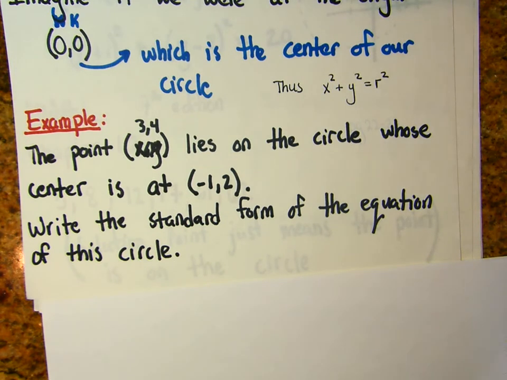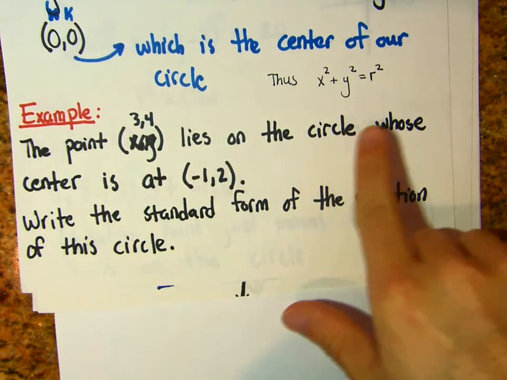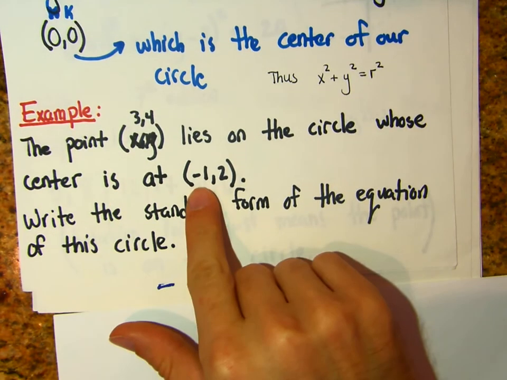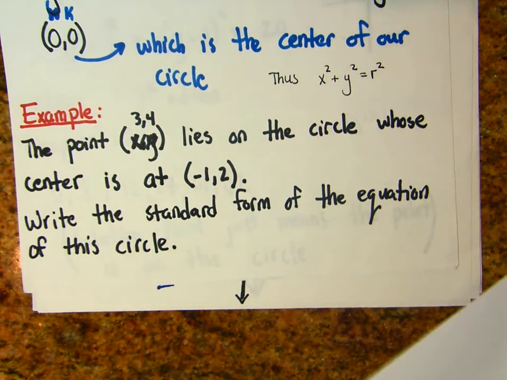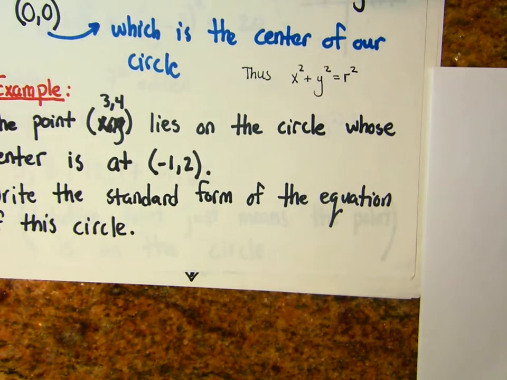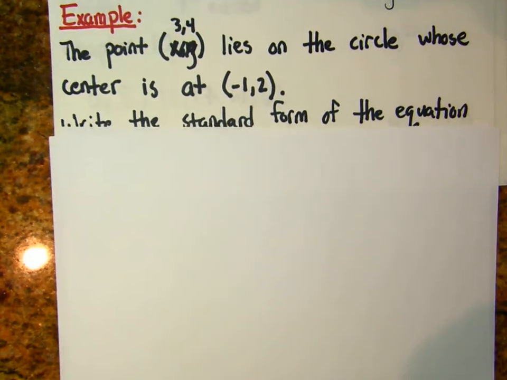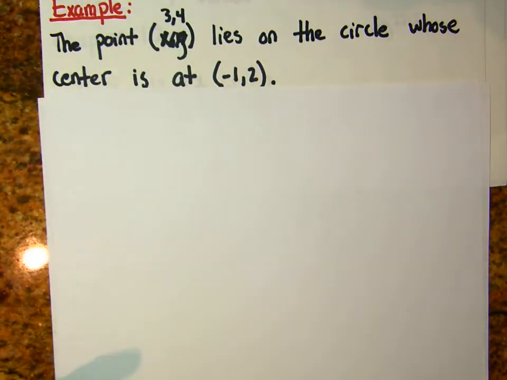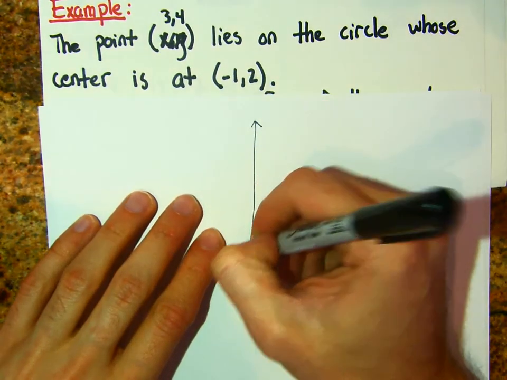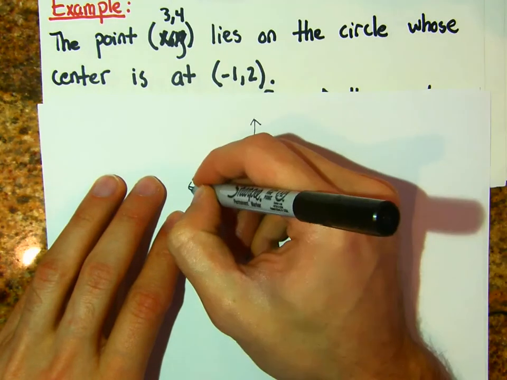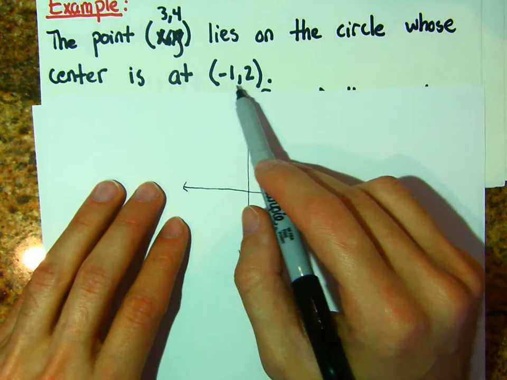Okay, so here, let's read it together. It's saying the point 3, 4 lies on the circle whose center is at -1, 2. Write the standard form of the equation of this circle. So let's be patient. Let's try and draw what on earth is going on over here. Let's say we have the plane over here. It's saying the point 3, 4 lies on the circle whose center is at -1, 2.